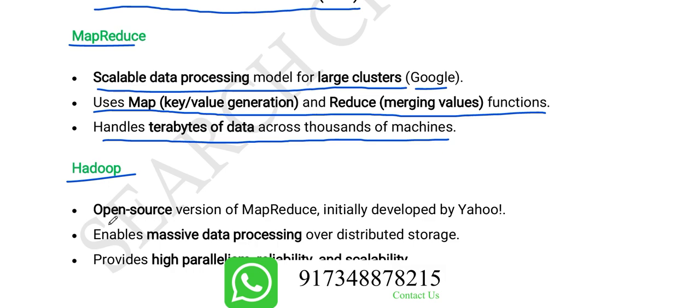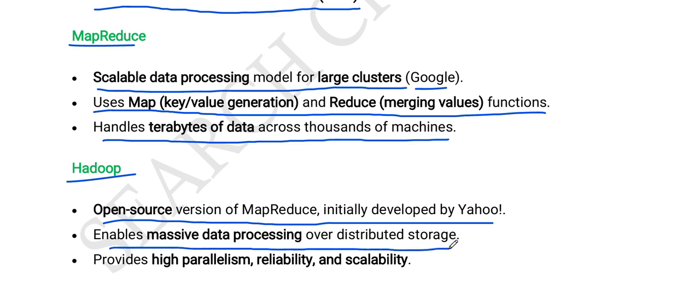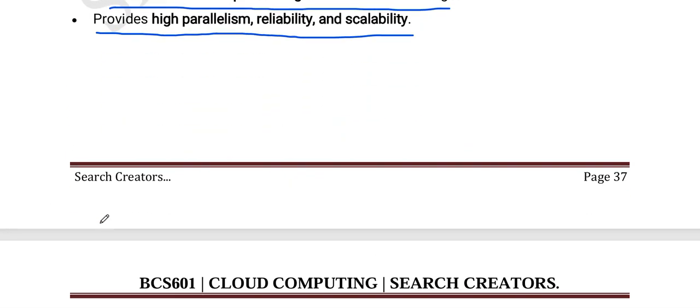Next is Hadoop. An open source version of MapReduce initially developed by Yahoo, it enables massive data processing over distributed storage and provides high parallelism, reliability and scalability.